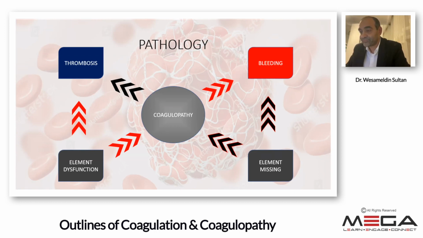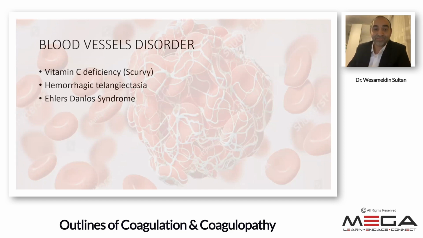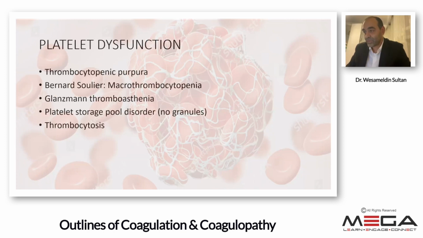So if we review the causes of coagulopathy regarding each component, regarding the blood vessels, we have vitamin C deficiency, the scurvy, hemorrhagic telangiectasia, and Ehlers-Danlos syndrome, which is a connective tissue disease affecting the blood vessels and leading to bleeding. If we refer to platelet dysfunction, we have thrombocytopenic purpura, as mentioned by Dr. Sawi, Bernard-Soulier, which is a deficiency or mutation in the glycoprotein 1b receptors. It leads to morphological changes and macrothrombocytopenia. And we have Glanzmann thrombasthenia and platelet storage pool disorders, where no granules are secreted in the blood, and thrombocytosis, which leads to thrombotic manifestations.